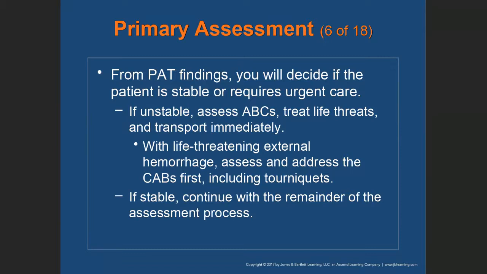From the pediatric assessment triangle findings, you will decide if your patient is stable and requires urgent care. If you think they are unstable, then you will immediately move into your assessment of the ABCs, treat life threats, transport immediately. With life-threatening external hemorrhages, assess and address CABs first, including tourniquets if necessary. If stable, continue with the remainder of the assessment process.